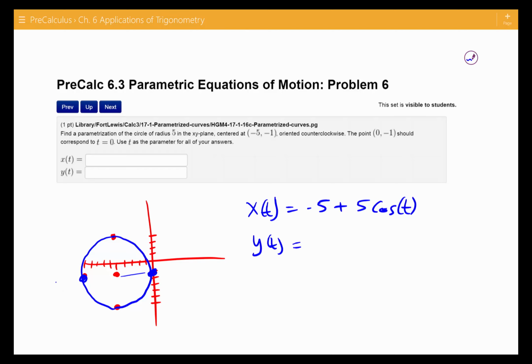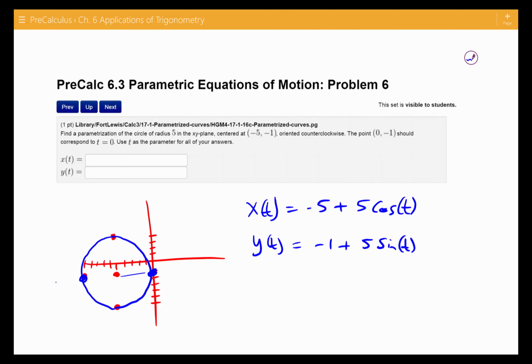We'll just do the same thing for y of t then. Start off at negative 1 for the y value and do 5 sine of t. And make sure that this checks out so that when you plug in 0 for t, this thing goes to 0 and you start off at negative 1. And then the sine fluctuates between negative 1 and 1, so you're going to end up adding and subtracting 5 from negative 1, which is exactly what we want for our y values or our range.